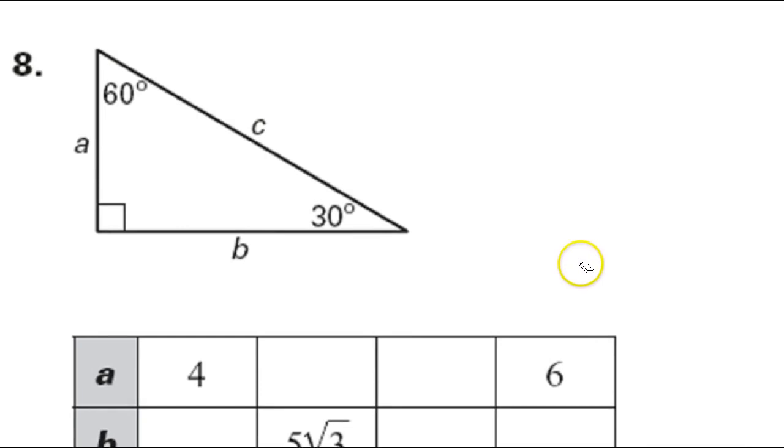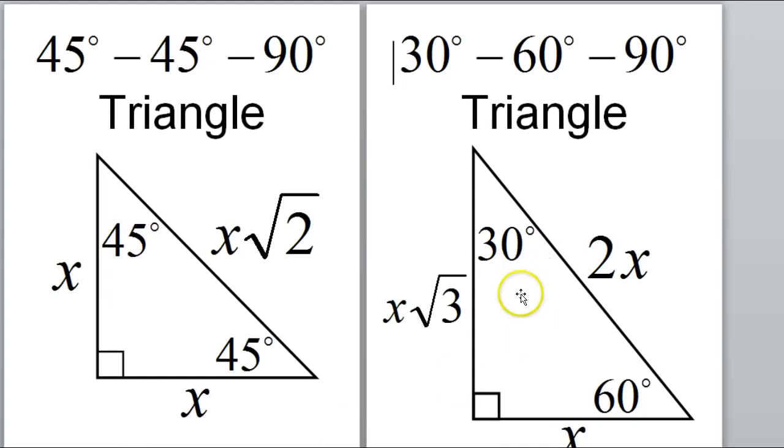Well, at least we are switching over to the other special triangle, 30, 60, 90. So remember, the pattern here is once we know the short leg, double it, you have the hypotenuse. Multiply by radical 3, and you have the long leg. Alright, of course, the short leg is always across from the 30 degrees.